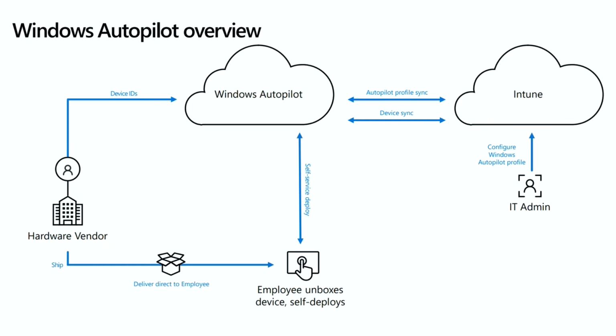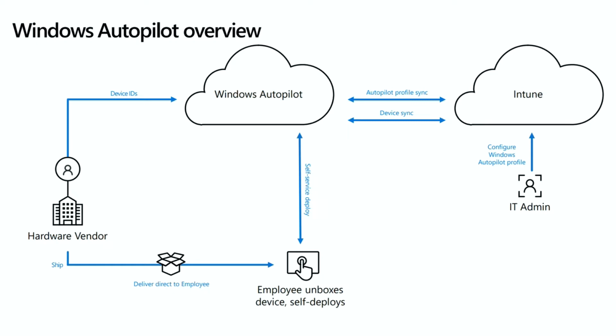That profile is what allows for the out-of-box experience to be automated. So your end users aren't accepting policy screens or the EULA, and they're not getting prompted for all this stuff during the out-of-box experience, because your Autopilot profile is taking care of that for you. You're creating that in Intune, and that is synchronizing over to the Autopilot service.